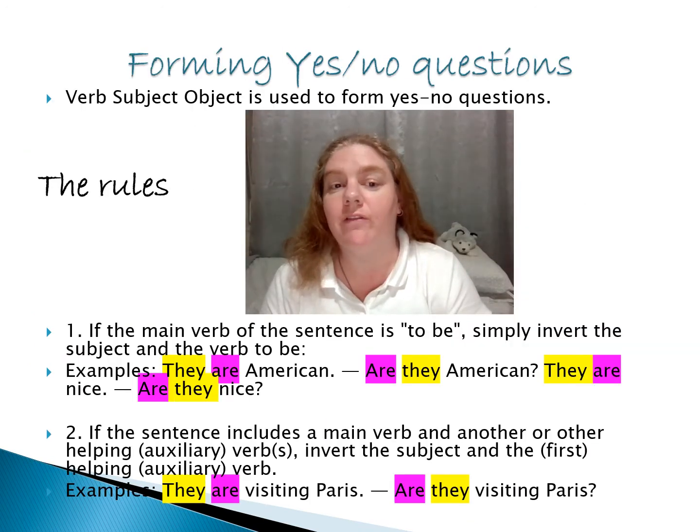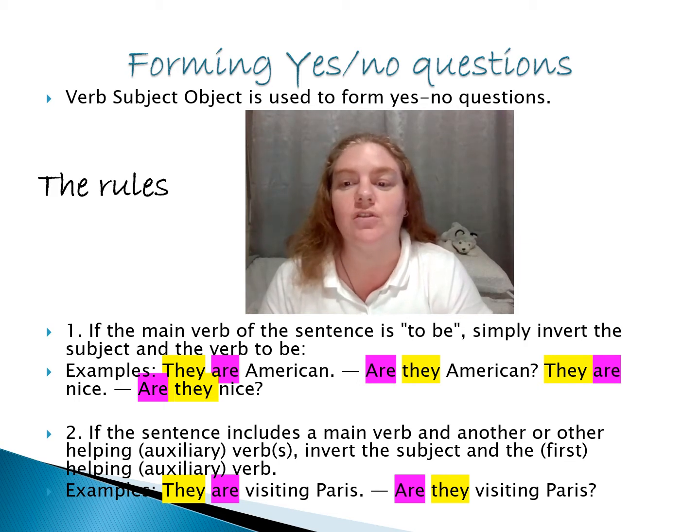The format of verb, subject and object is used to form yes and no questions. However, there are some rules. The first being, if the main verb is to be, we need to simply invert the subject and the verb to be. For example, in these sentences here, you can see the yellow, they, and are in pink have been swapped around in the examples.